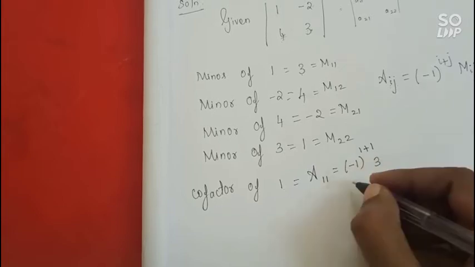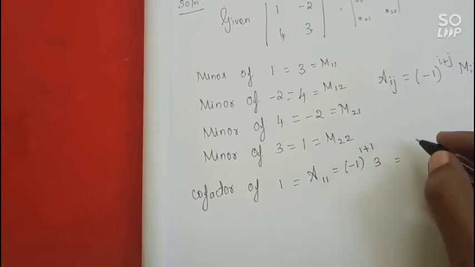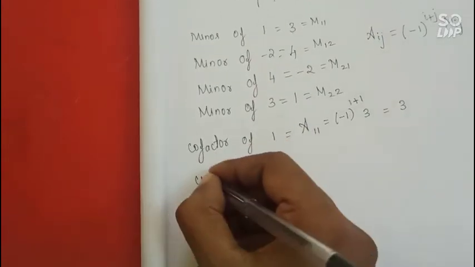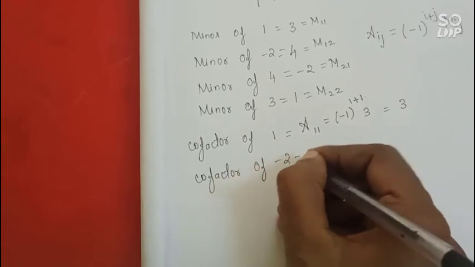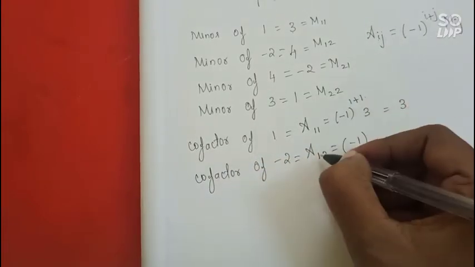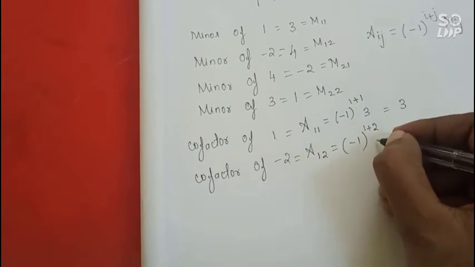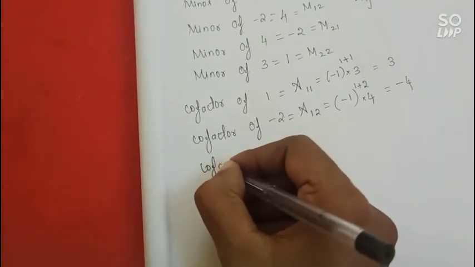3. So that's equal to (-1) the whole square, which is +1. So 1 into 3, the value is 3. Then next one, cofactor of -2 is equal to A12, equal to (-1) the whole power i value 1 plus j value 2, into 4. So into 4, into 3, here we will get a minus value. Got it? Then next one.